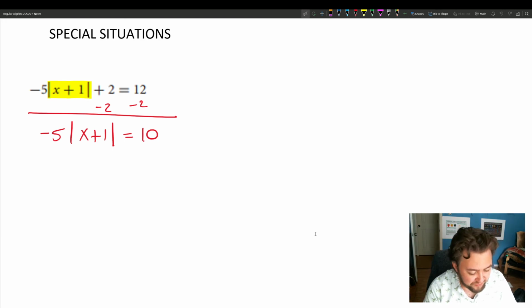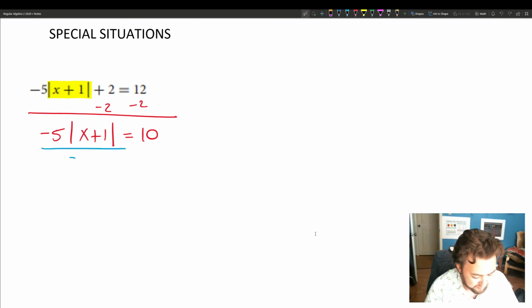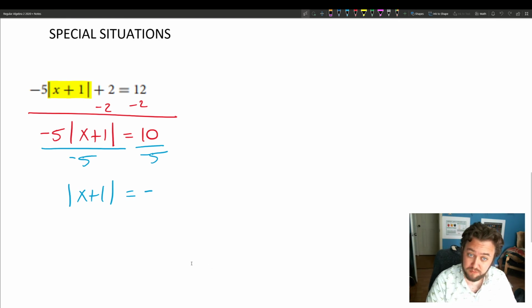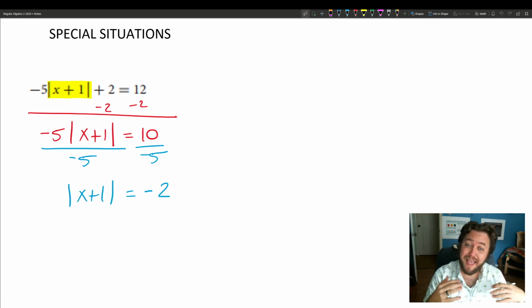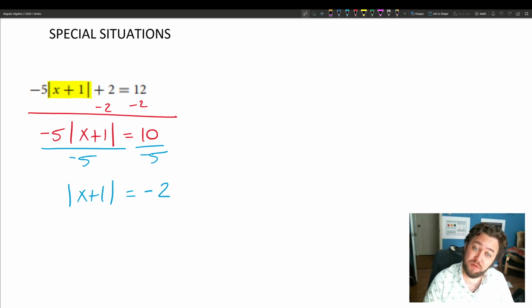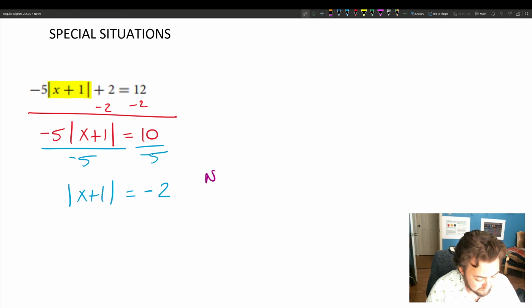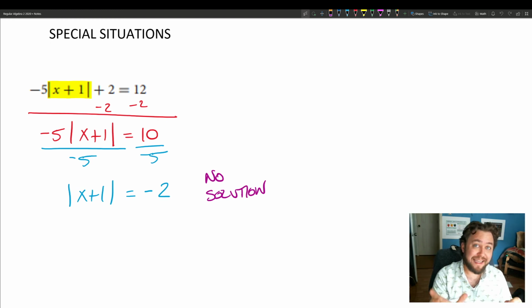All right, so far so good. Now we're going to divide by that negative 5. And we get the absolute value of x plus 1 is equal to negative 2. Now here's a problem. We have a logical error because anything that comes out of absolute value bars has to be positive. And according to what we've got written down here, the thing coming out of the absolute value bars is negative. So this is a logic error. This is not possible. There's no solution. Easy enough, right? The stuff in an absolute value can't equal a negative number.